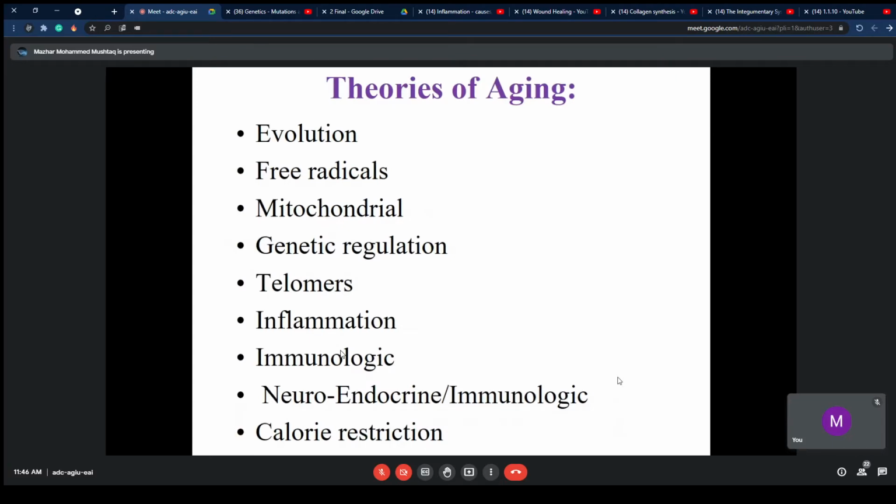So these are the theories of the aging, and we are going to discuss almost all of them little by little, not in so much detail, just a few words about all of them. Mutation, free radical, mitochondrial problem. We have just discussed the mitochondrial, also the free radical. We have discussed the genetic problem. We have discussed very briefly the telomeric problem, but we are going to talk again about this problem slightly in detail.